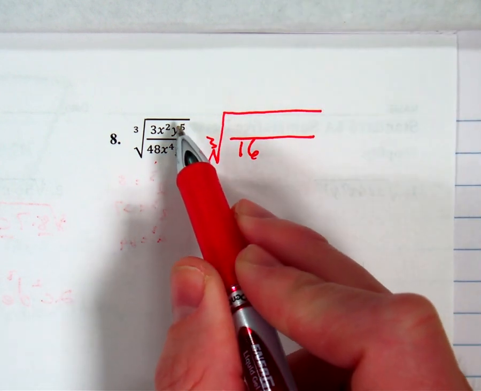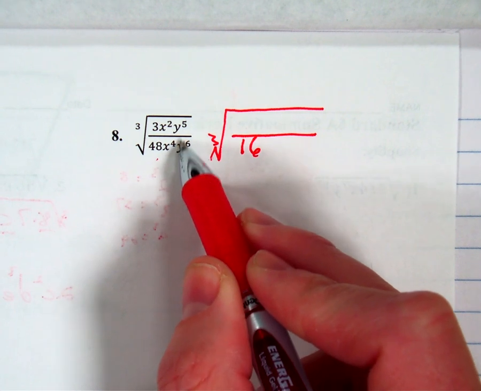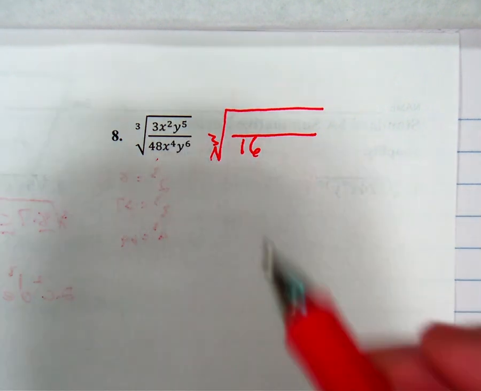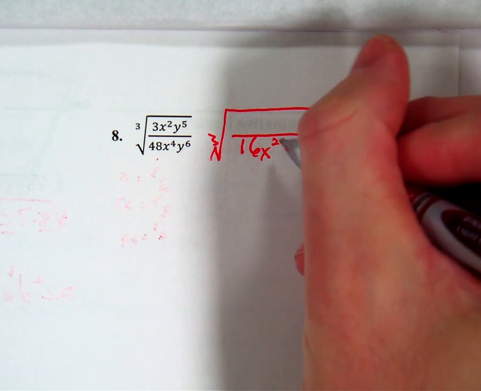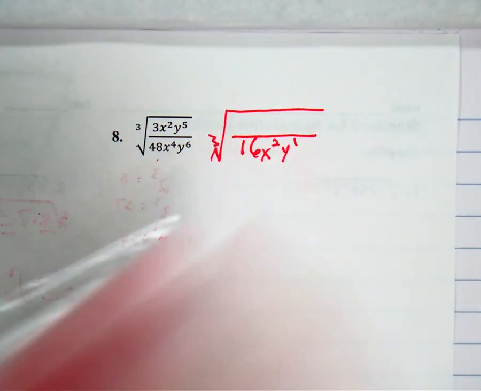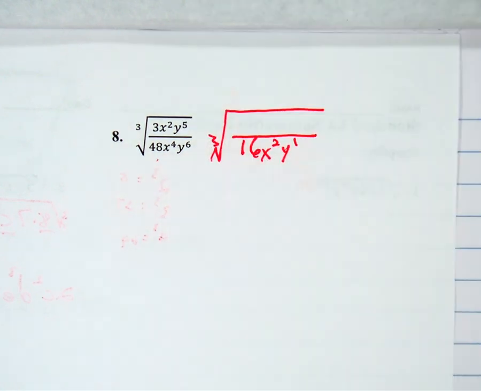Okay, then we have x to the 4th, 4 minus 2 is going to be x squared on the bottom, and y to the 1st on the bottom. We got another tricky number. Usually the test isn't going to have a tricky number like 16 or 8 or 4, because those can appear to be multiple things.